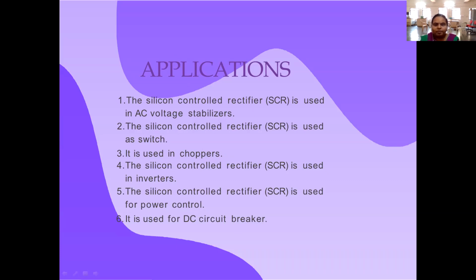Next, in the experimental setup, how the circuit diagram is shown.